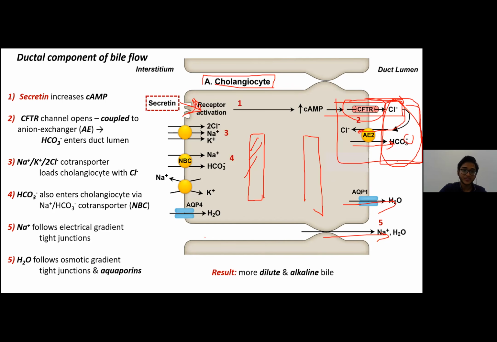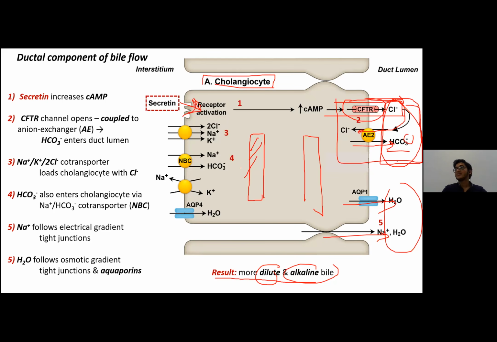And so the professor has basically summarized for you. The result is more dilute. Dilute, why? Because you have more water here now. And more alkaline, because you have more bicarbonate. They could actually bring this in a question. Which hormone increases alkalinity of the bile? Bicarb. Which hormone? Secretin. Yes.